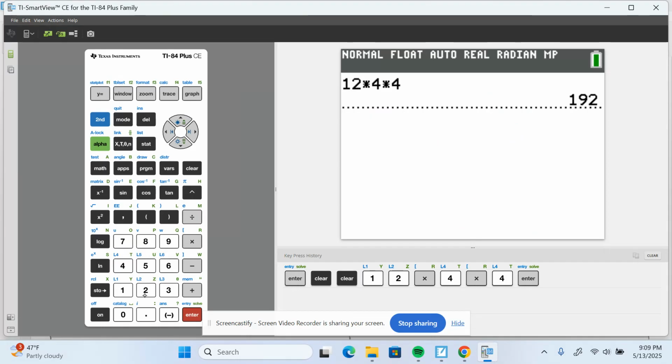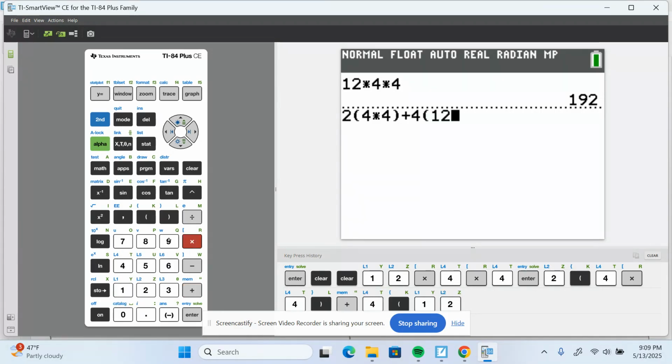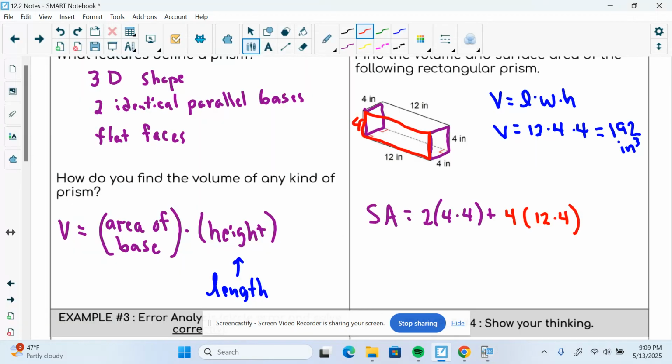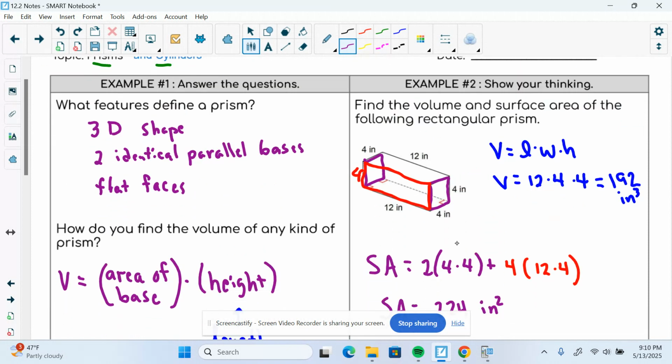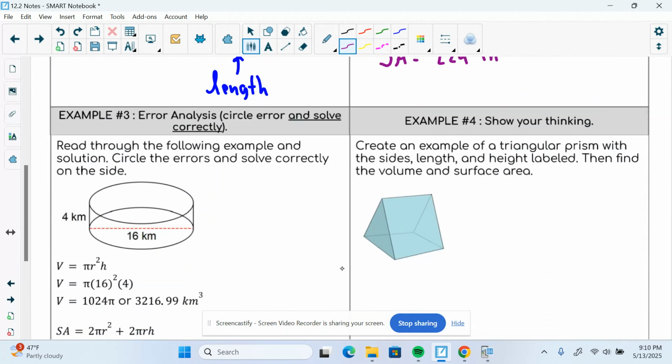So I have 2 times 4 times 4 plus 4 times 12 times 4. And that is 224. This is square units. So my surface area is going to be 224 square inches. Okay? So we've calculated the volume and we've calculated the surface area.